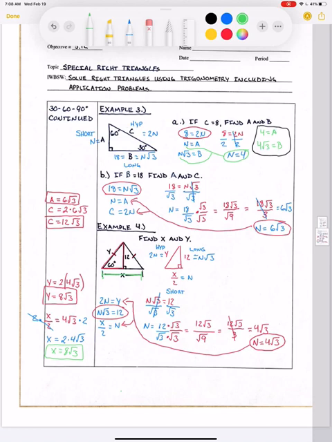Now, the reason that these two triangles are the same, these sides are the same length, so like y and x have the exact same length, is because if you look, there's a 60-degree angle here, a 60-degree angle here, and these two 30s make another 60-degree angle. So if all three angles are the same degree, all three sides have to have the same length. Okay? All right, that's how you use the 30, 60, 90 rules for special right triangles.